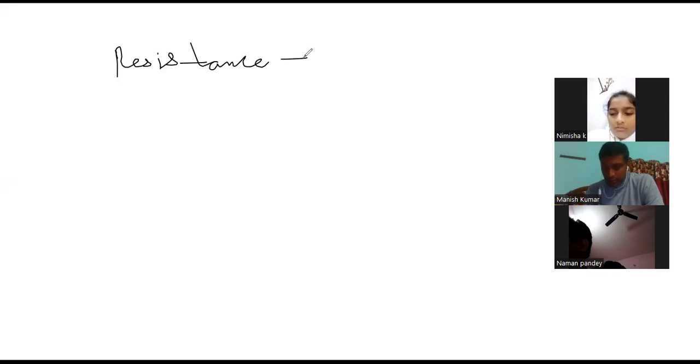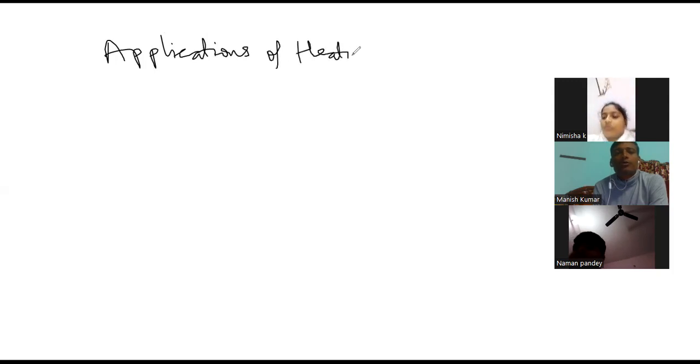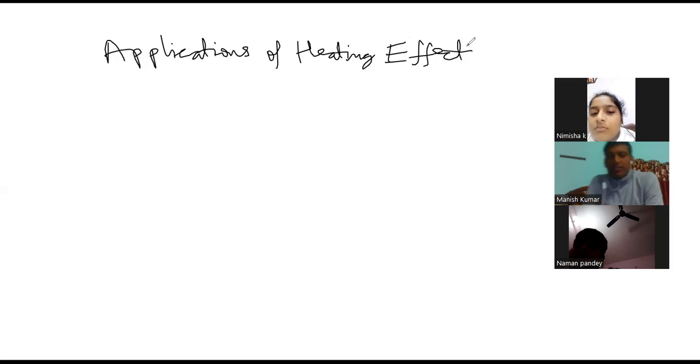Okay. Now we will go to applications of heating effect. When we are passing an electric current through a circuit, heating effect is used, or heat is produced. Now this heat when produced can be used in many applications.